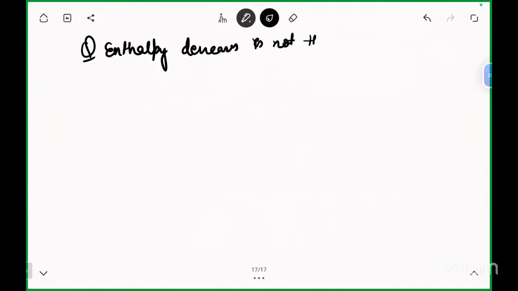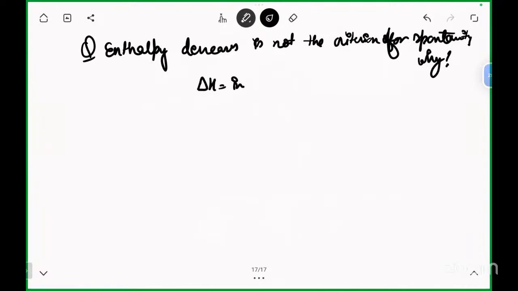One more question could be: why is a decrease in enthalpy not the criterion for spontaneity? See, the change in enthalpy, delta H, let's just consider it negative. It may be a condition, but not a necessary and sufficient condition for spontaneity. So simply write that delta H does not depend upon the spontaneity criteria. We don't have any such relation with delta H in that way.